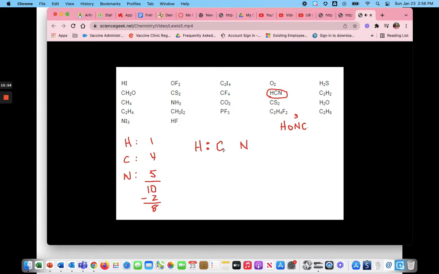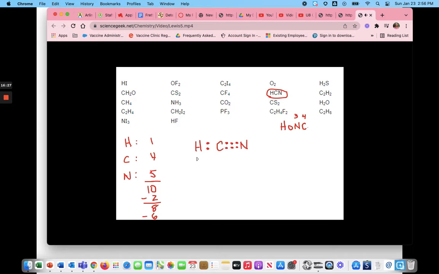Now, carbon normally forms 4 covalent bonds, and there's only 1 covalent bond here. Nitrogen forms 3 covalent bonds. That strongly suggests to us that what we need between the carbon and the nitrogen is 3 electron pairs, 3 shared pairs, or a triple covalent bond. That uses up 6 more electrons and leaves us with 2.